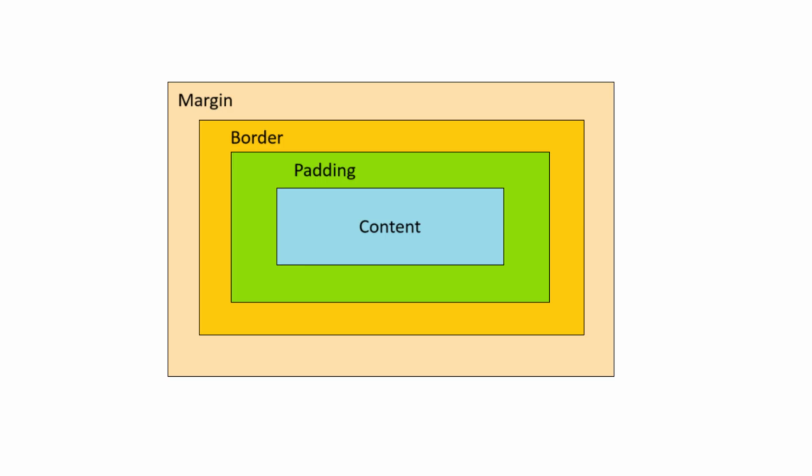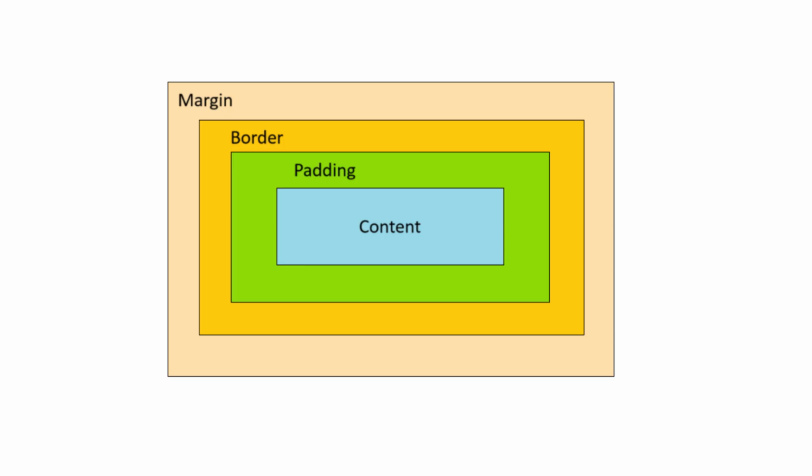Next, we have padding. Padding is the space inside of the element. It surrounds the content. Then we have the border. The border is the edge that wraps around the padding and the content. And then we have a margin. Margin is the space outside of the element. It separates other elements as well.